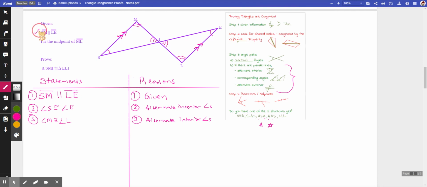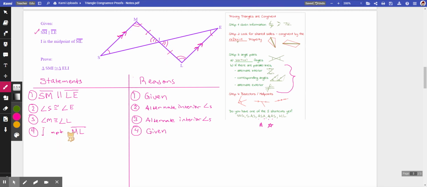So I used this, but now I want to look at this one. I know that point I is the midpoint of segment ML. So I'm going to put that into my statements, and then I'm going to use that information. I is the midpoint of segment ML. That means it's in the middle. That means it's cutting it in half into two congruent pieces.